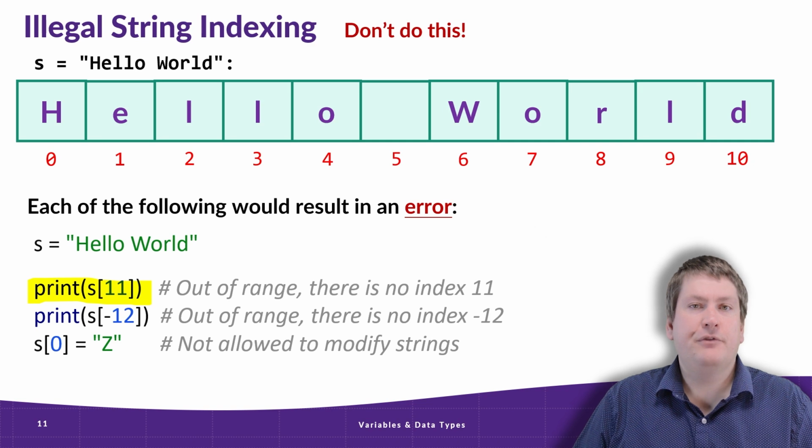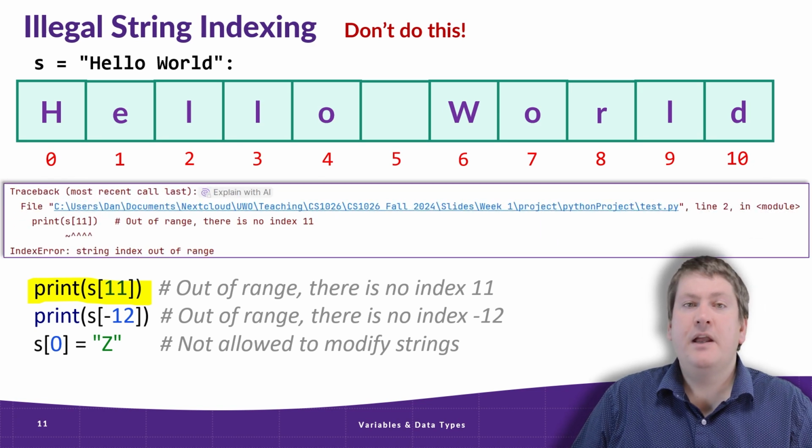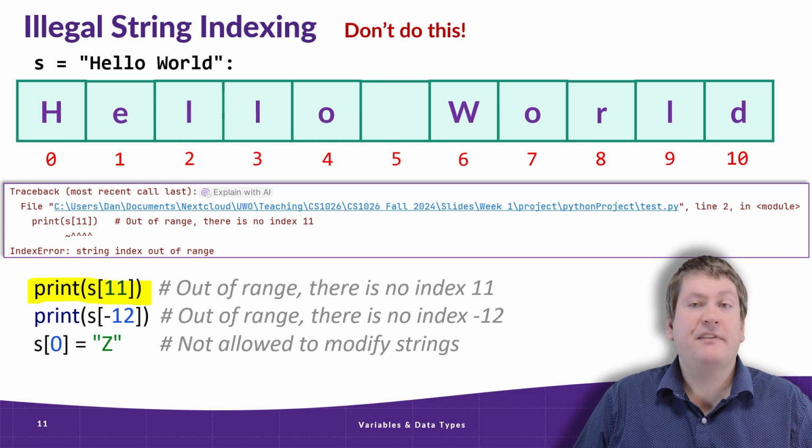This line attempts to retrieve the character at index 11. However, this string's indexes only go up to 10. This means we would get an error that looks something like this if we attempted this. You can see the error is an index error, and it's letting us know that the index is out of range, meaning that we went outside the bounds of the string.